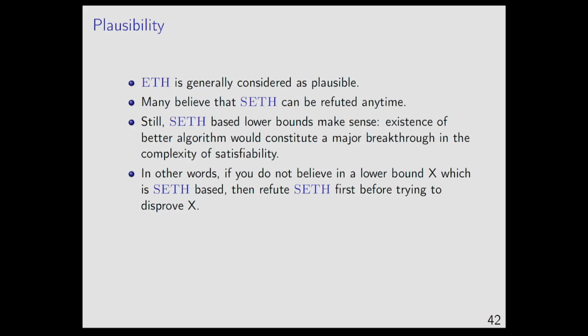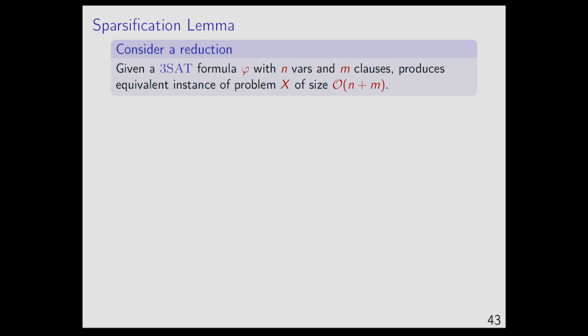So in that sense, it is like, let's put all our efforts to this problem. So you can also think of it that way, right? In other words, if you don't believe in lower bound x, which is SETH-based, then refute SETH first before trying to disprove x. Okay? I mean, just the subjective opinion. But let me tell you what the sparsification lemma is.